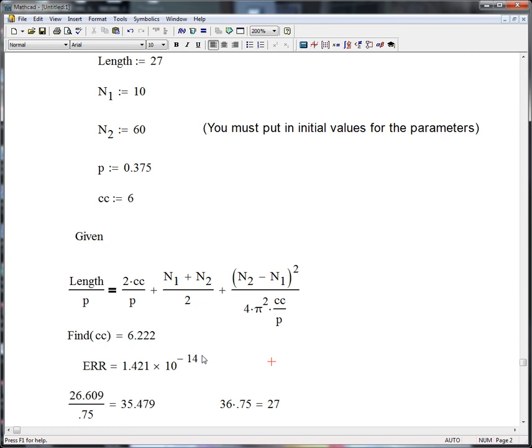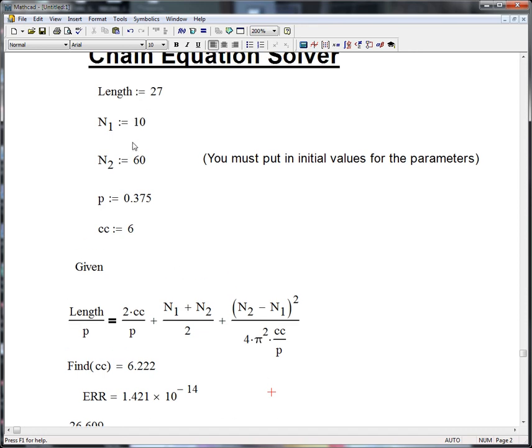So anyways, that gives you an idea just with one equation. If you have a series of parameters, so in this case we had 5 parameters, we could pick any 4 and then find whatever the 5th one is using the equation solver.